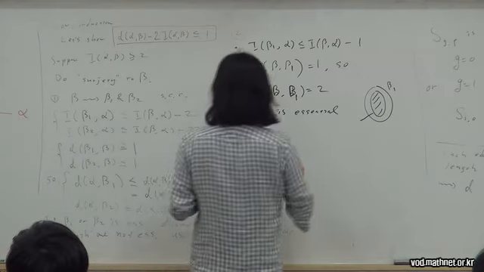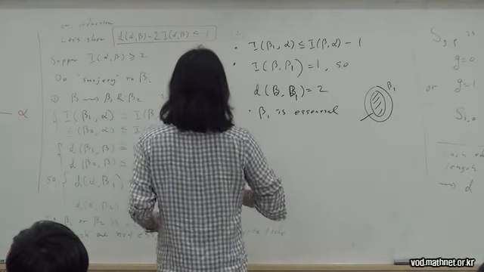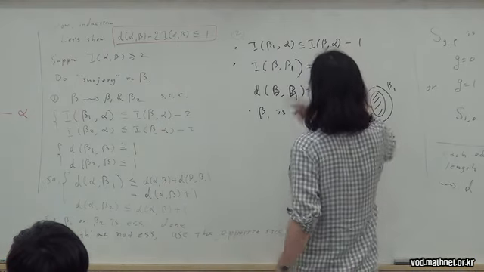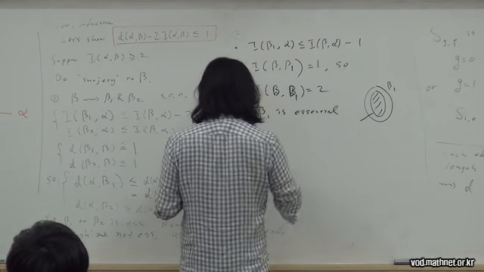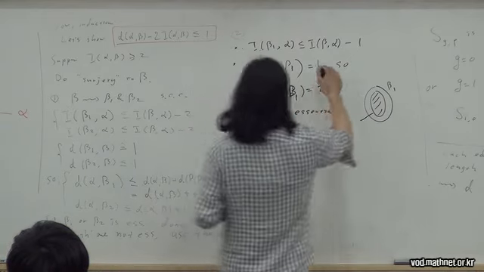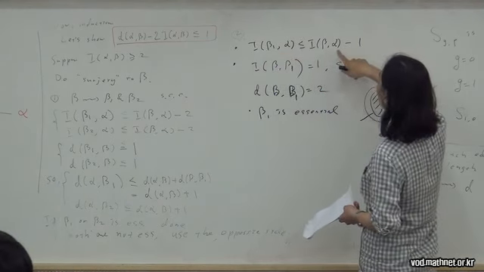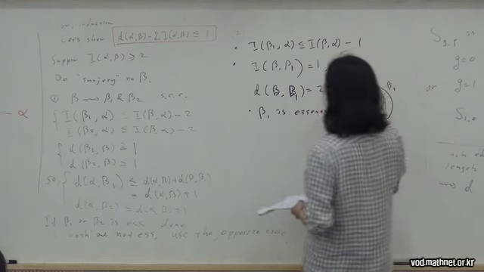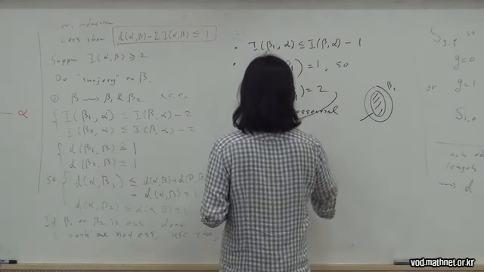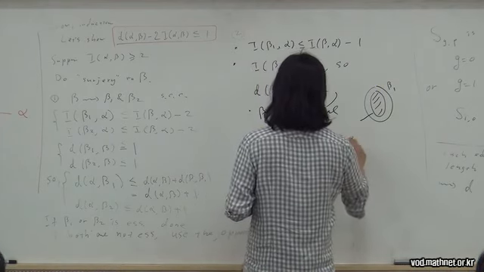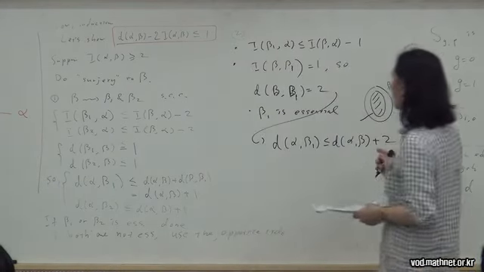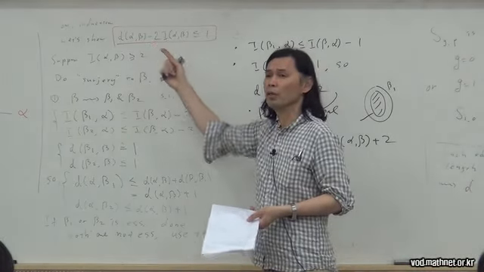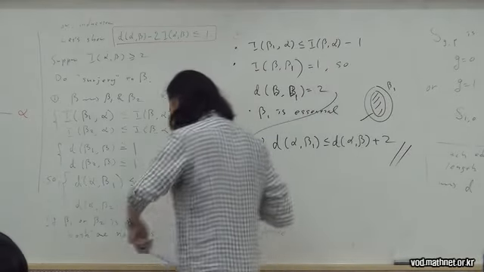So from this, you immediately say beta 1 is essential. Okay, so now look at this. Intersection number goes down at least by 1, but the distance of alpha beta 1 is at most distance alpha beta plus 2. Okay, distance goes up at most 2, therefore the left hand side doesn't go up. So this is the end of the proof.